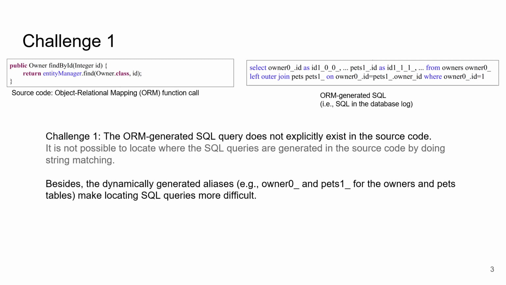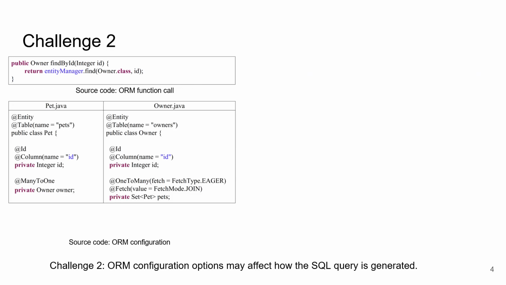Besides, the dynamically generated nature makes locating SQL queries more difficult. On the other side, ORM configuration options may affect how the SQL query is generated, which makes locating challenging. In this example, there are two entity classes, Pet and Owner, in the source code, set by the annotation Entity. They map to the database tables pets and owners separately, set by the annotation Table. One owner may own multiple pets.